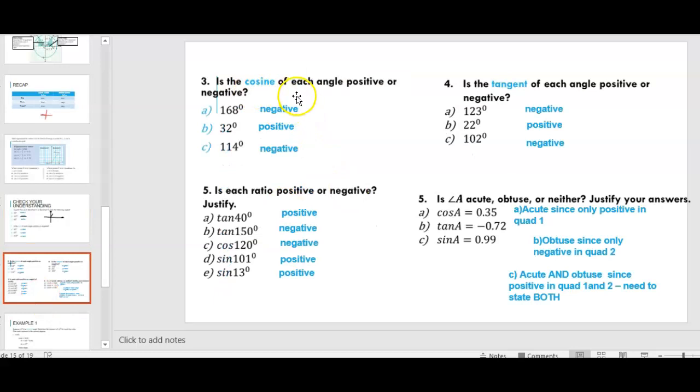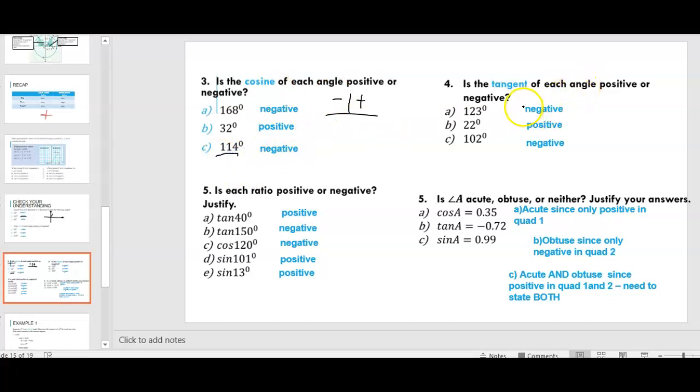Is cosine positive or negative for each one of these angles? Now here it is important to analyze carefully, because we know that cosine is negative in the second quadrant. Okay, so it's positive on the first one and negative on the second quadrant. So 168 is an angle that is less than 180 but greater than 90. Therefore, second quadrant, cosine will be negative. 32 degrees is an acute angle on the first quadrant, therefore it will be positive. 114 is in the second quadrant, so cosine will have a negative value for this angle.